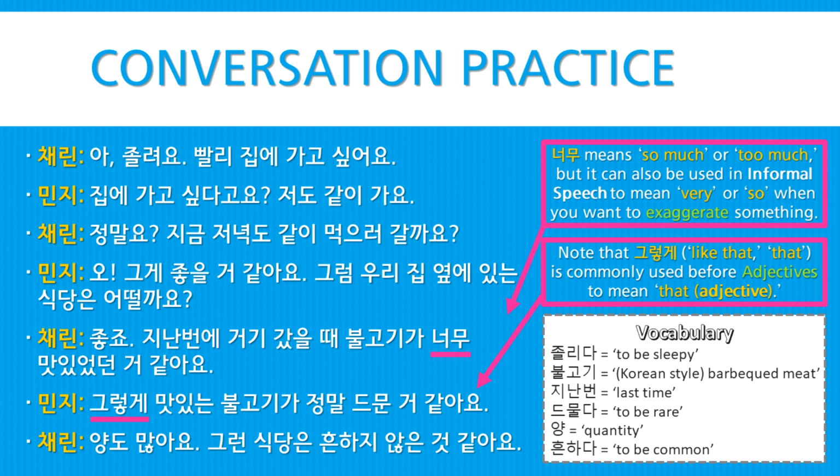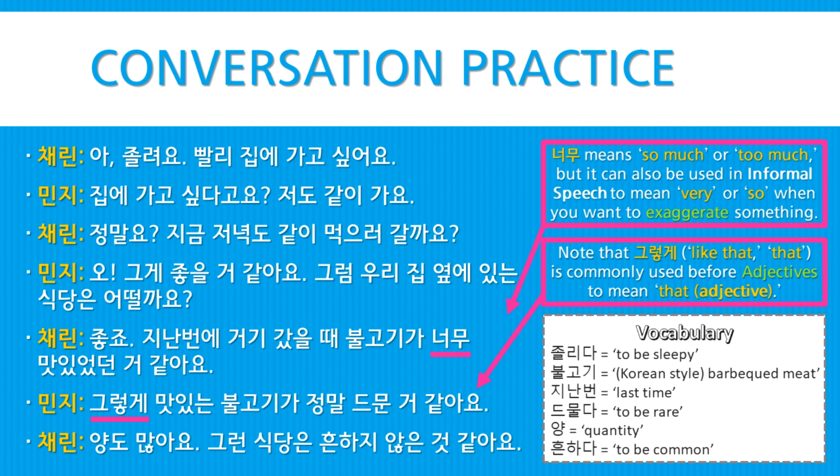오, 그게 좋을 것 같아요. Oh, I think that will be good. 그럼 우리 집 옆에 있는 식당은 어떨까요? Well then, how about the restaurant that is next to our house? Here, 옆에 있는, that is next to, 있는, present tense adjective.